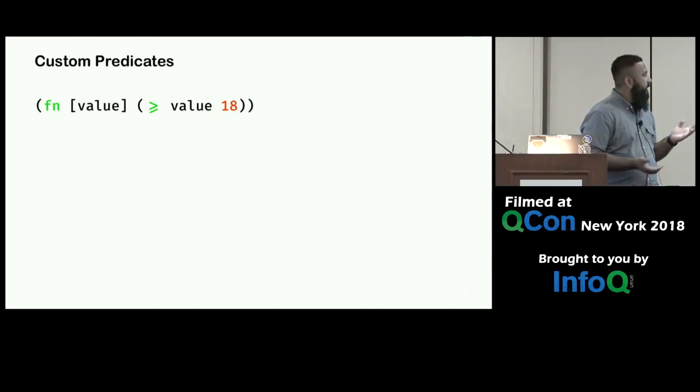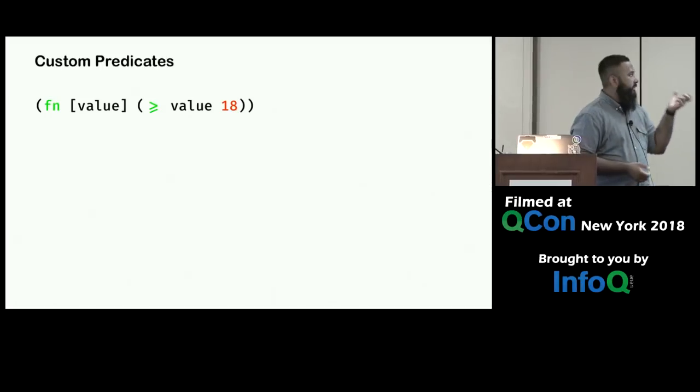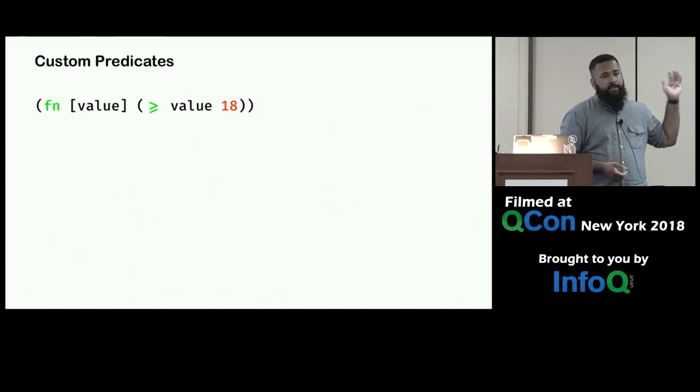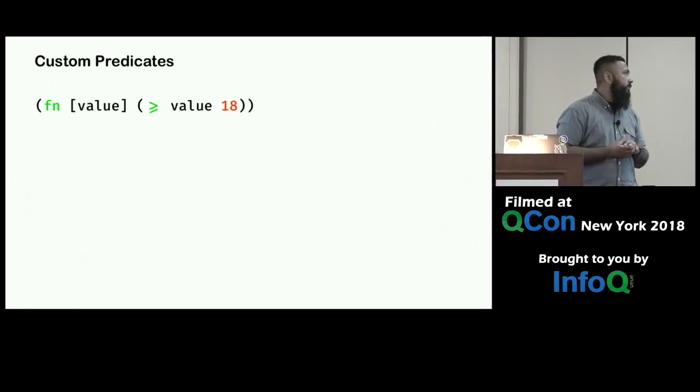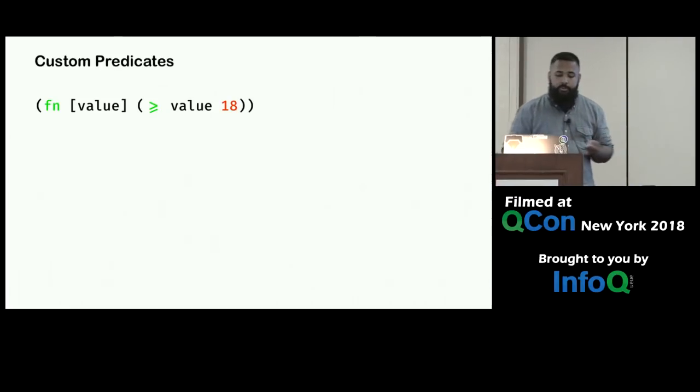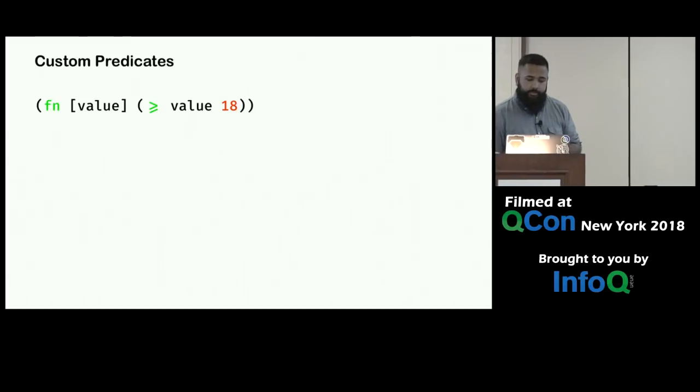So this is a predicate that checks if someone is legal age for voting. I don't know why I did that, but voting was in my head at the time. So it takes in an argument, which is the value, the thing you're checking, and checks if it's equal to or above 18. And it will return true if it is, false if it doesn't.